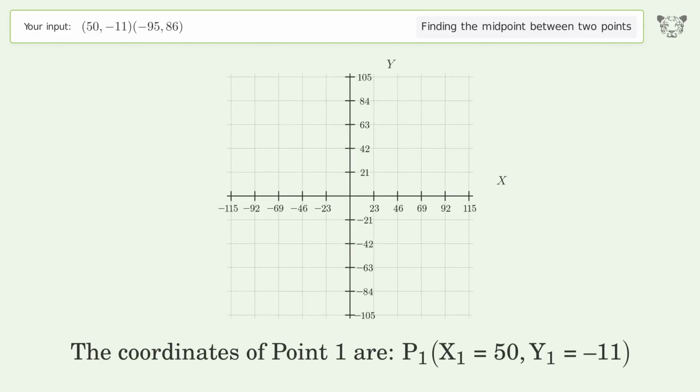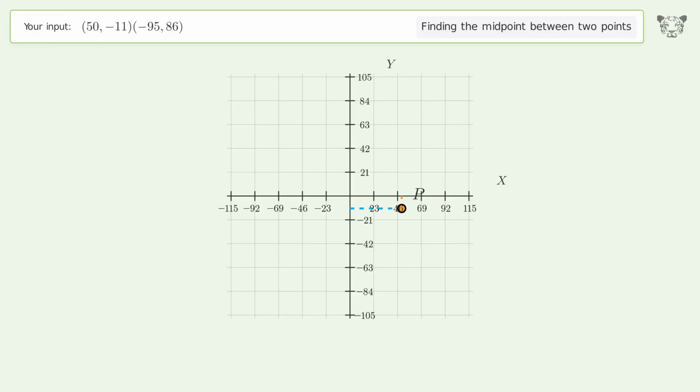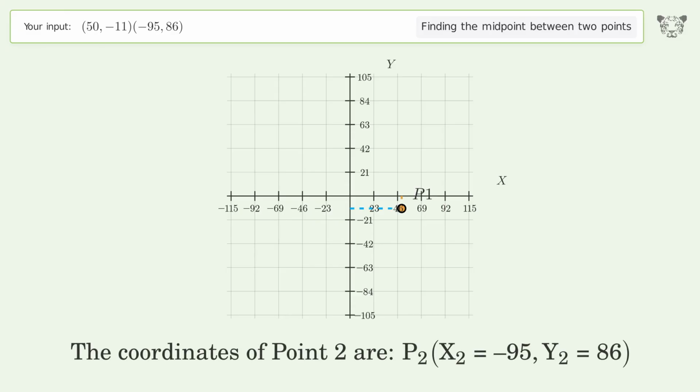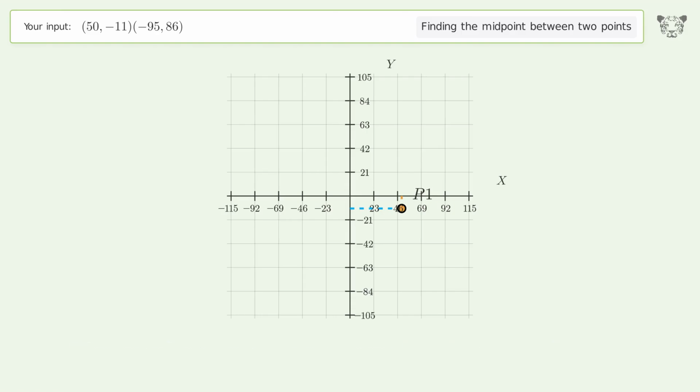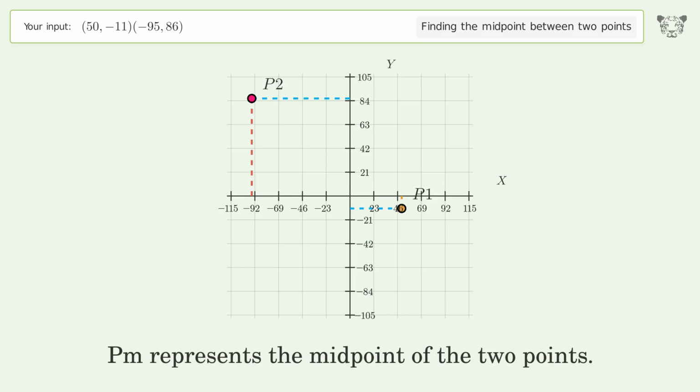The coordinates of point 1 are x1 equals 50, y1 equals negative 11. The coordinates of point 2 are x2 equals negative 95, y2 equals 86. PM represents the midpoint of the 2 points.